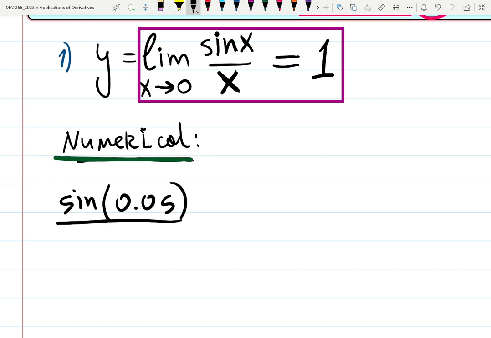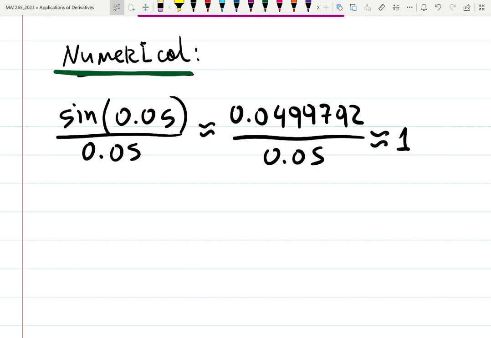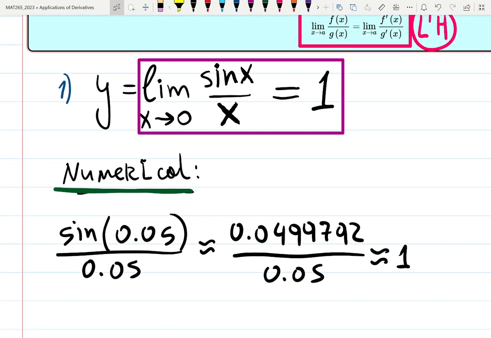Then I will have sine of 0.05. That's why you don't like working with limits, but actually you can always check numerically if you're right or not. Sine of 0.05 over 0.05 is approximately, don't forget to convert to radians if needed, 0.0499792 over 0.05, and then that's approximately 1. And then you can do something smaller like 0.03, and it's approximately 1. So numerically it works. How about algebraically or calculusly, using calculus?